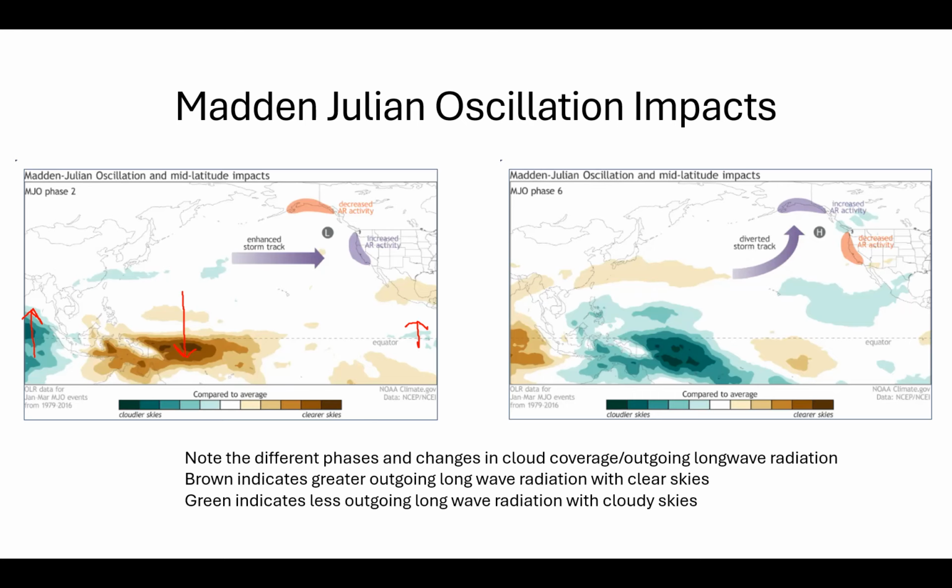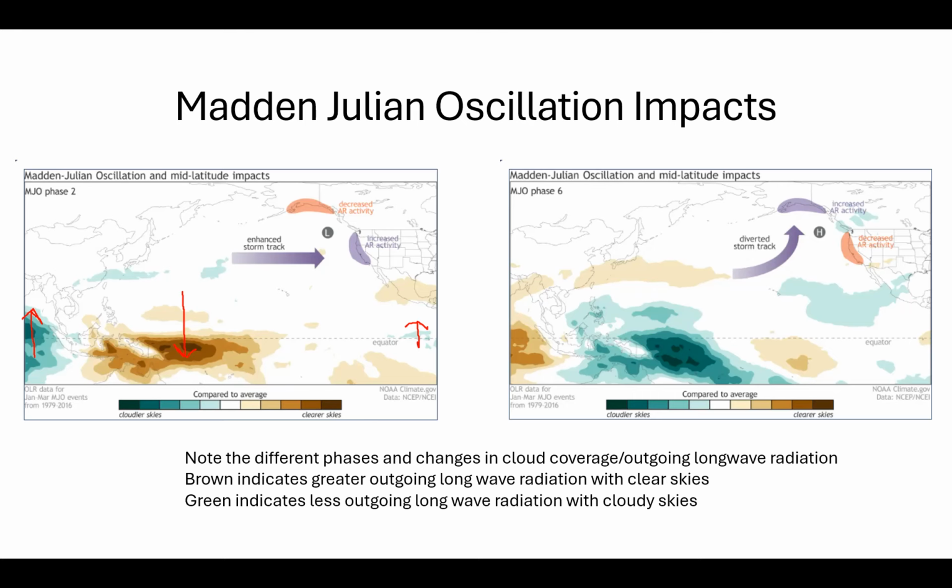MJO phase 2, this diagram on the left, is showing you upward vertical motion, enhanced cloudiness, and precip in the Indian Ocean. It shows sinking air motion and drier weather, clearer skies, in the brown shading here across the western portions of the western Pacific.